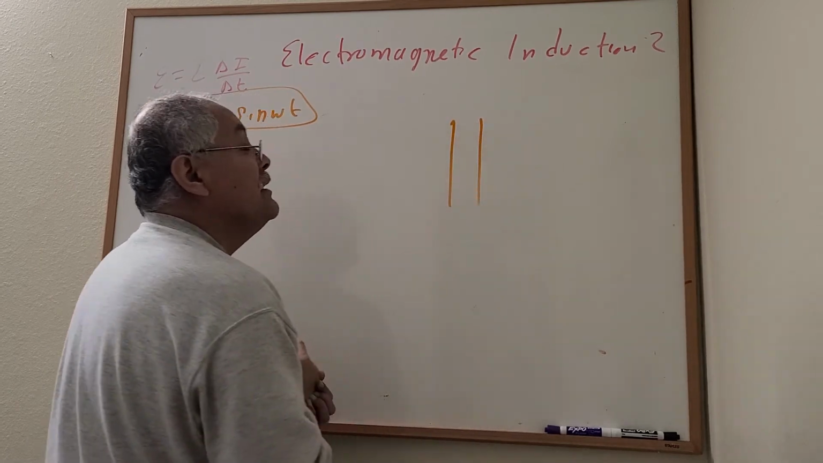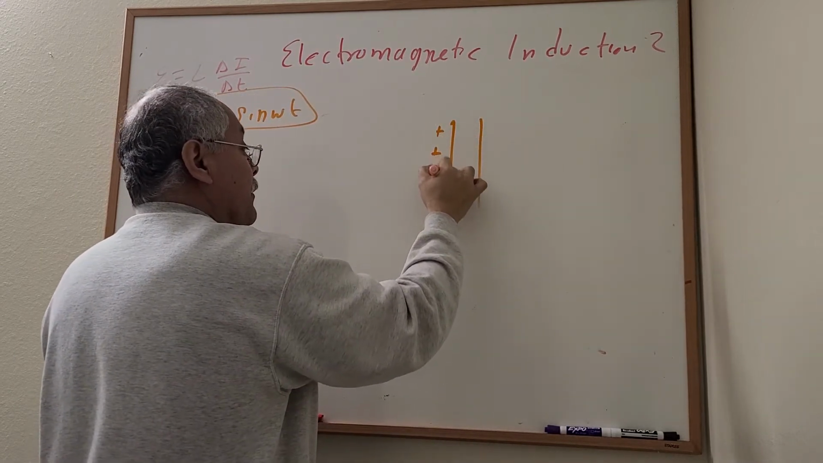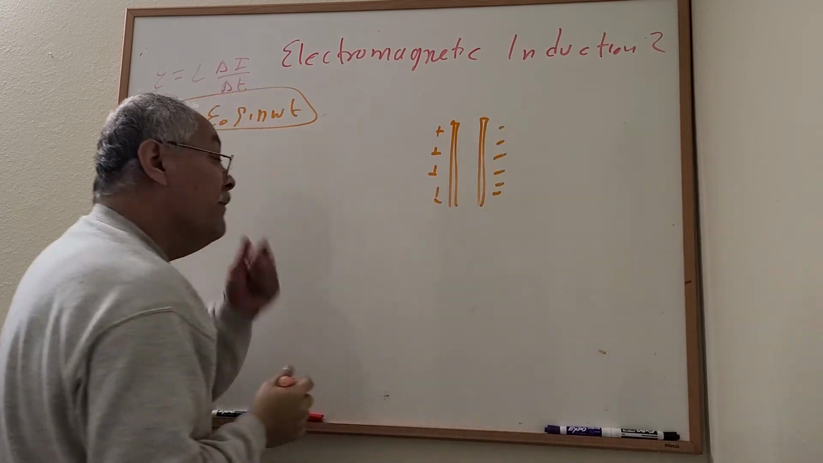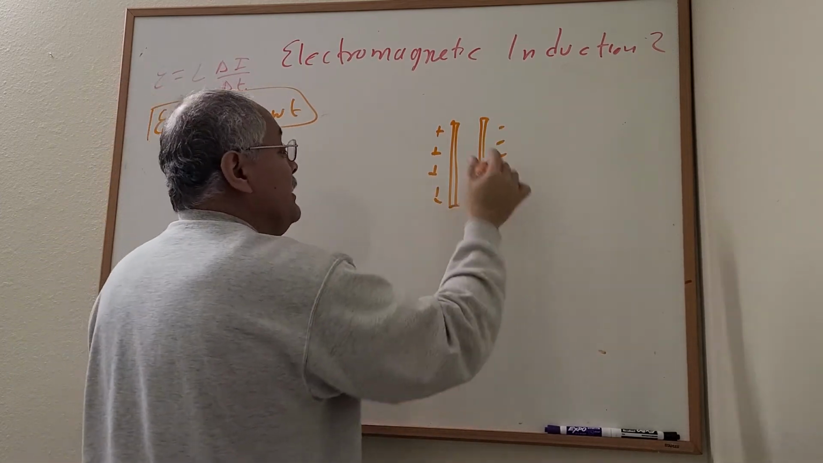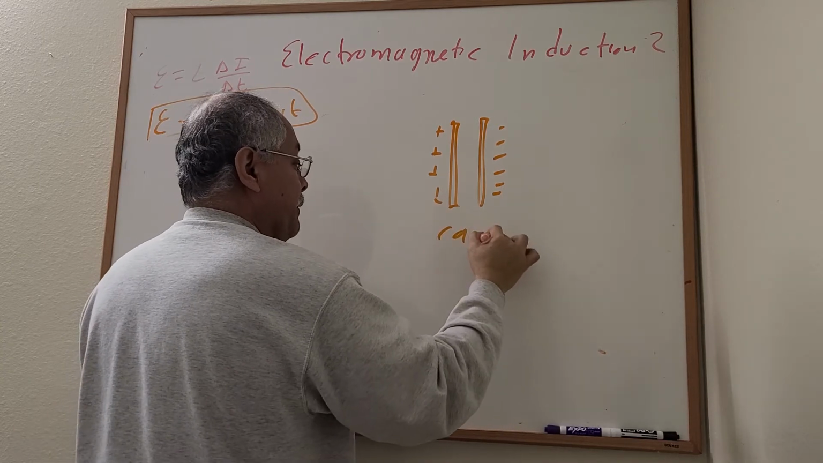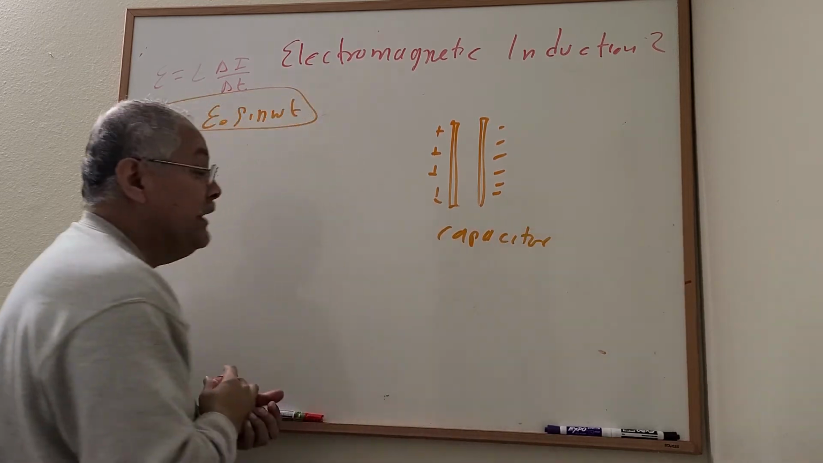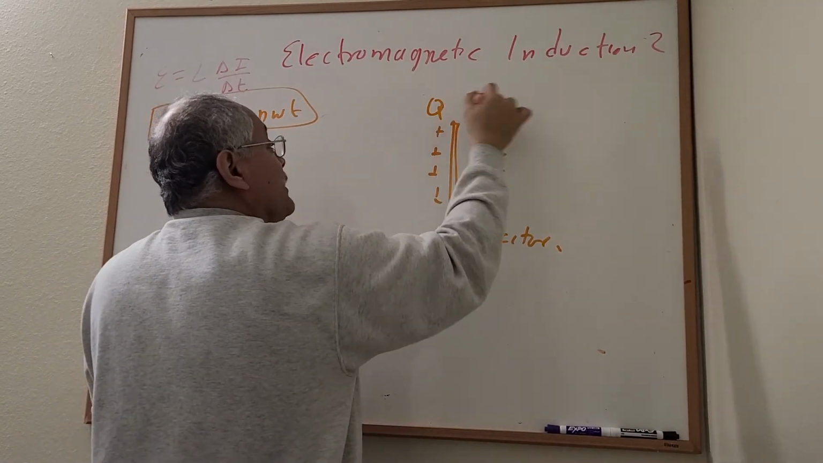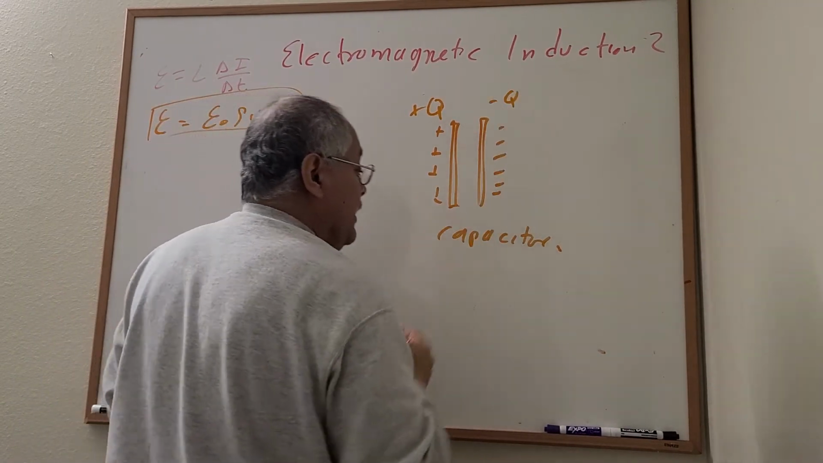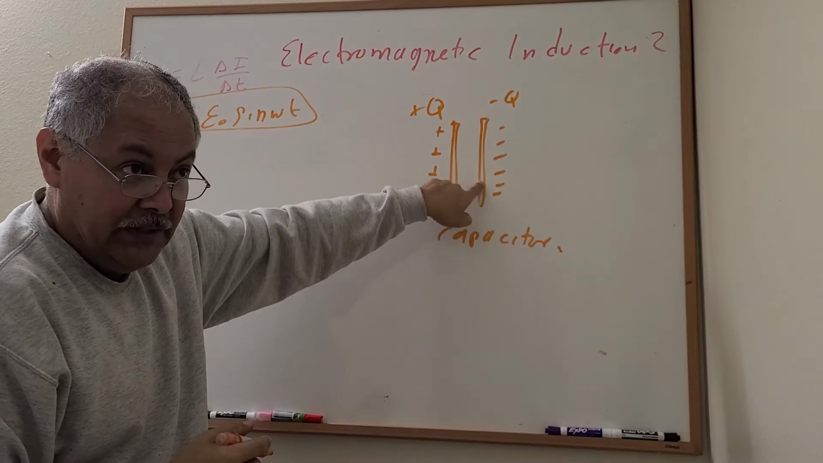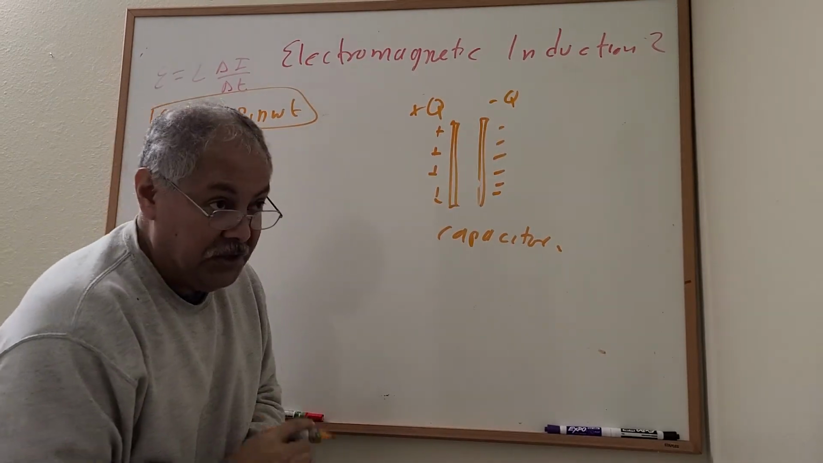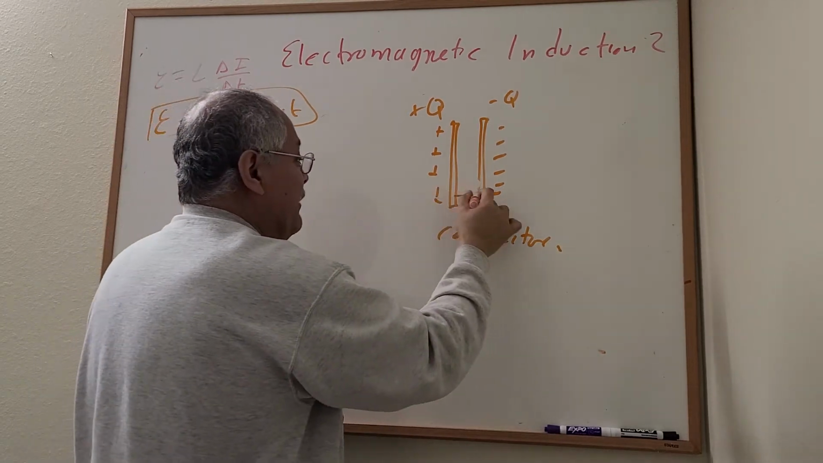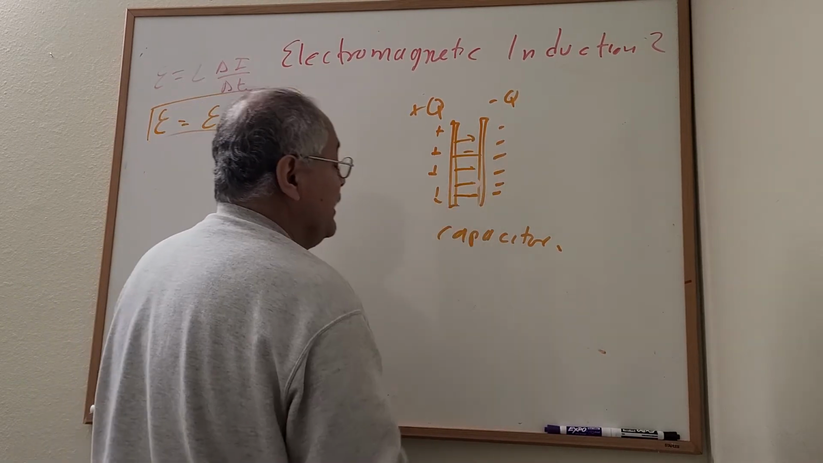These two plates, one is positive and the other one is negative charged. We call this the capacitor. The capacitor stores charge, positive and negative. It also stores electric energy, and also stores what? The electric field. Remember, we have the electric field over here inside.